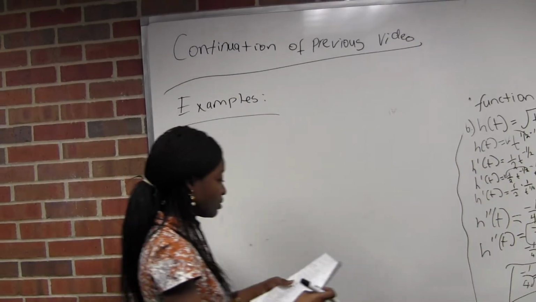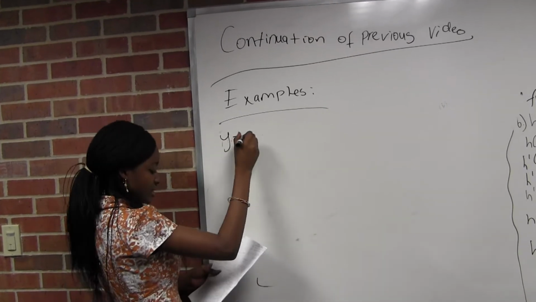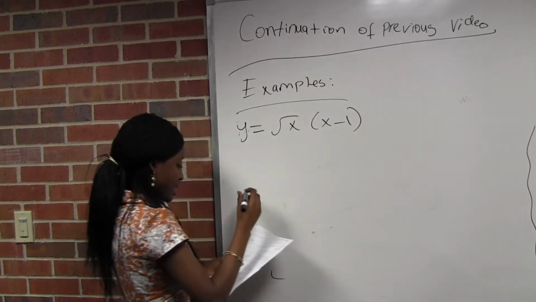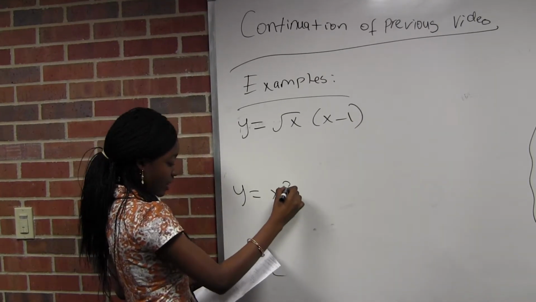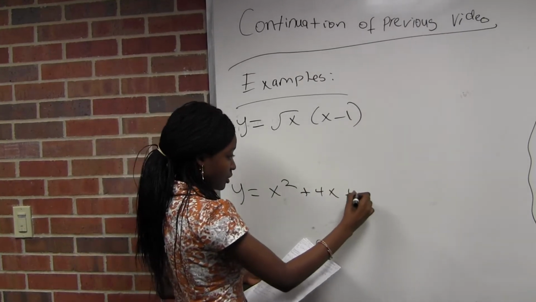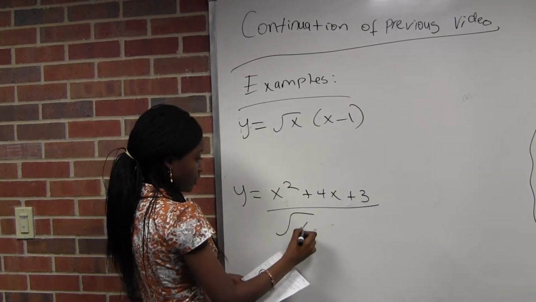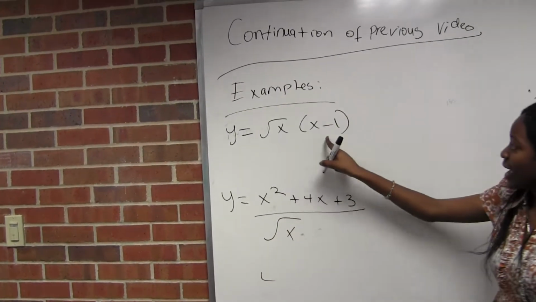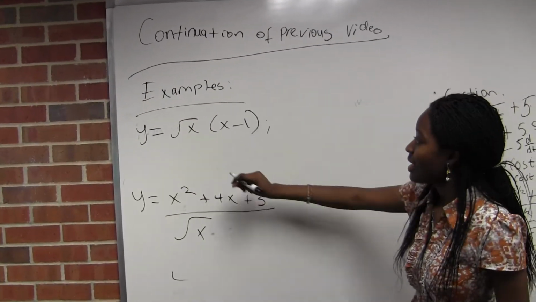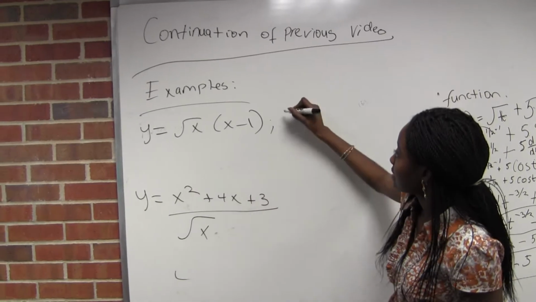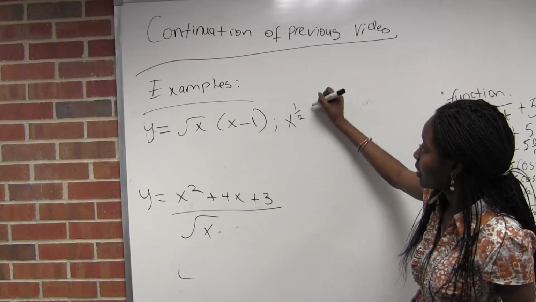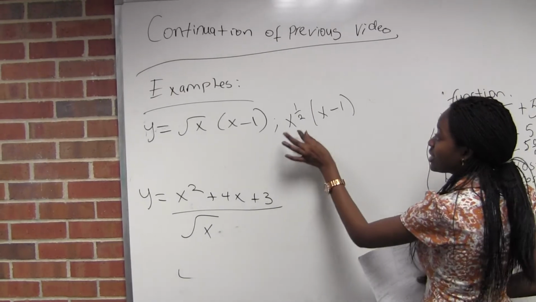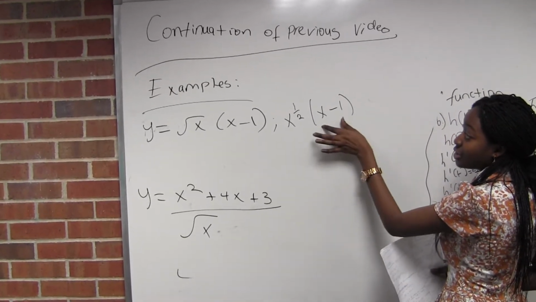I have a question that goes as y is equal to the square root of x times (x minus 1), and y is equal to x squared plus 4x plus 3 over the square root of x. Right? Now, I can simplify the square root of x times (x minus 1) as this. By now, you should know that the square root of x is x to the power of 1/2, right? And then I have x minus 1, right?